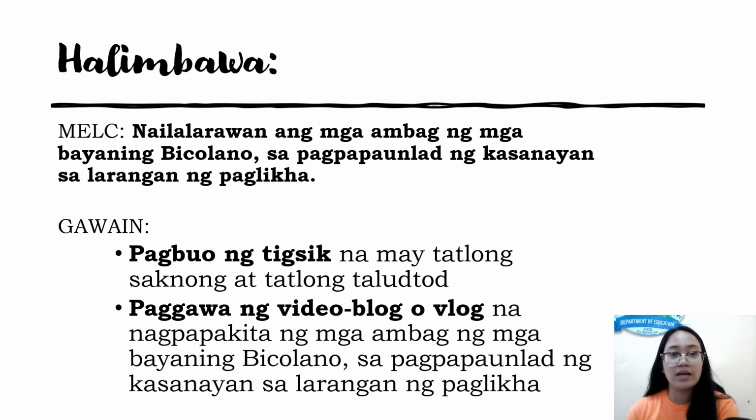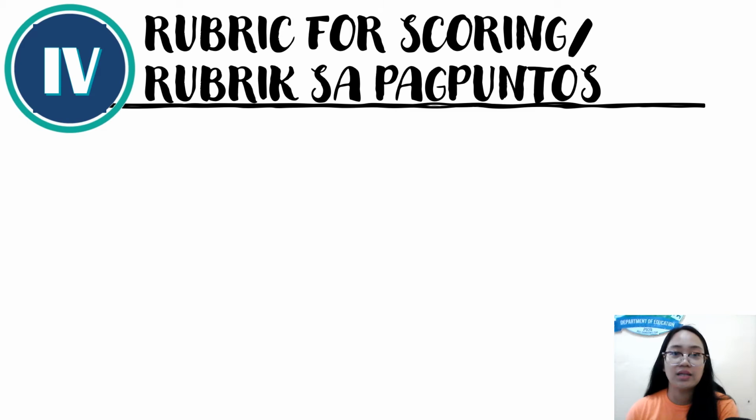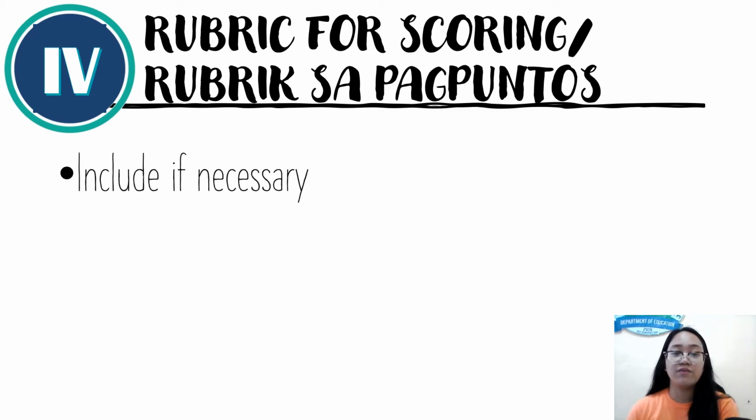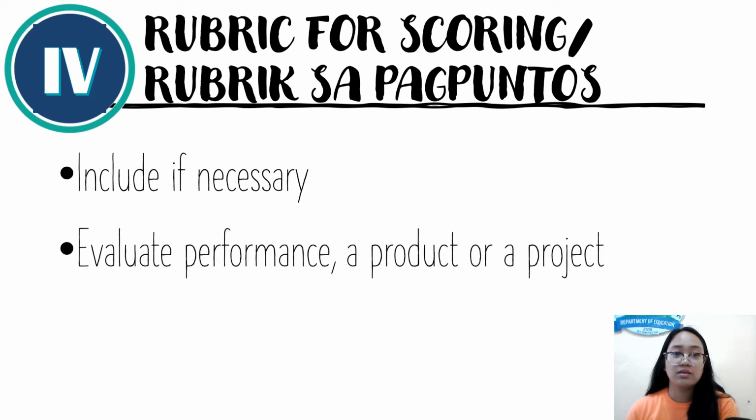Sa ganito pong mga klaseng gawain ay kakailanganin natin ang ika-4 na parte ng learning activity sheet o ang rubric for scoring o rubric sa pagpupuntos. So, include if necessary. This is used to evaluate performance, a product, or a project.